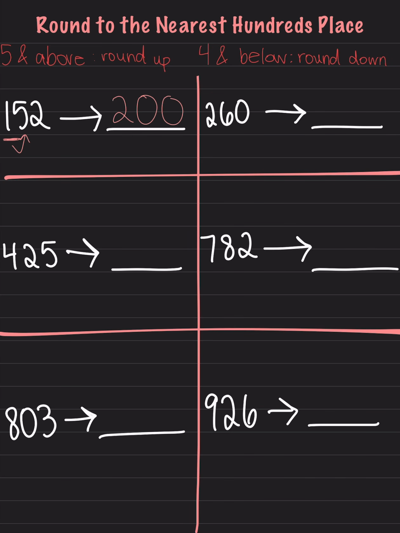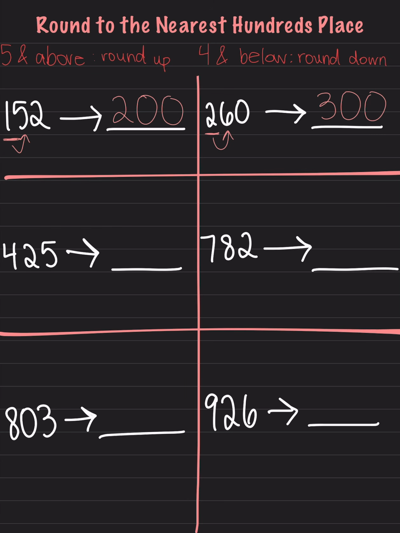Next we have the number 260. Remember, 2 is in the hundreds place. I then look at its neighbor, which is 6, and I ask myself, is it 5 and above or 4 and below? 6 is 5 and above. So then I have to round up. This 2 rounded up is 3. Then I follow it with 2 zeros since there's 2 numbers over here.